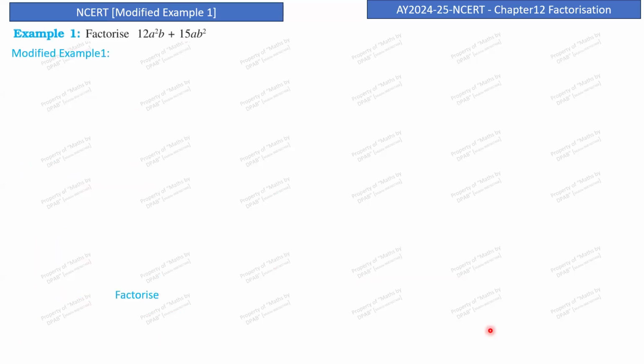Right, now we will get into the real video. The original example was to factorize the algebraic expression 12a square b plus 15ab square. But in the modified example, what I'm going to do now is factorize minus 12a square b minus 15ab square. The solution, as usual: we assume that algebraic expression 1, AE1, equals minus 12a square b minus 15ab square, which is the original algebraic expression given here.